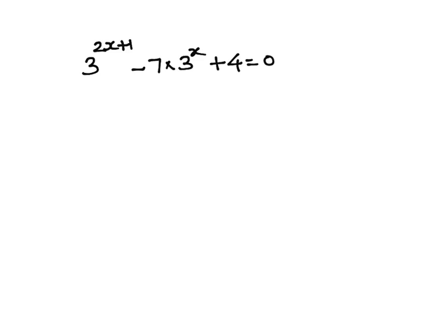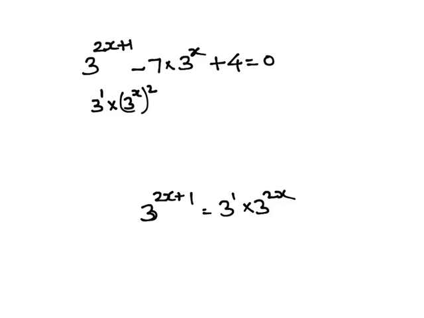Okay, this is the next type of problem. How do we find x here? I can very well write 3 power 2x plus 1 as 3 power 1 into 3 power x the whole square. Now you might wonder how. Very simple. 3 power 2x plus 1 means 3 power 1 into 3 power 2x, and 3 power 2x I can write as 3 power x the whole square, right? So that is how we got it.